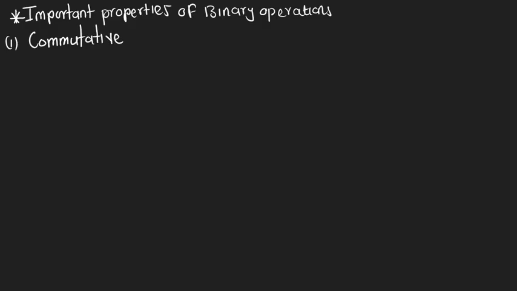Important properties of binary operations. The first property is called the commutative property. Commutative law.